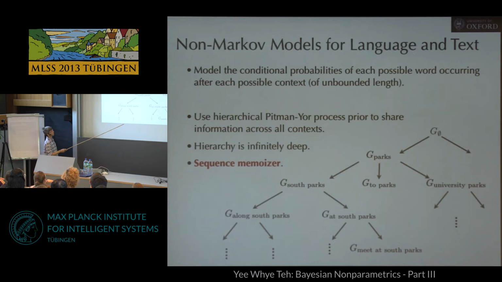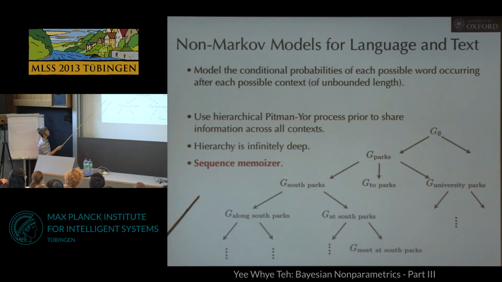Basically, we're going to take our context tree, which previously only had 4 levels, and make the number of levels infinite. Every node in our context tree consists of a probability vector, which gives us the conditional distribution of the next word, given that the previous sequence of words is the corresponding context.